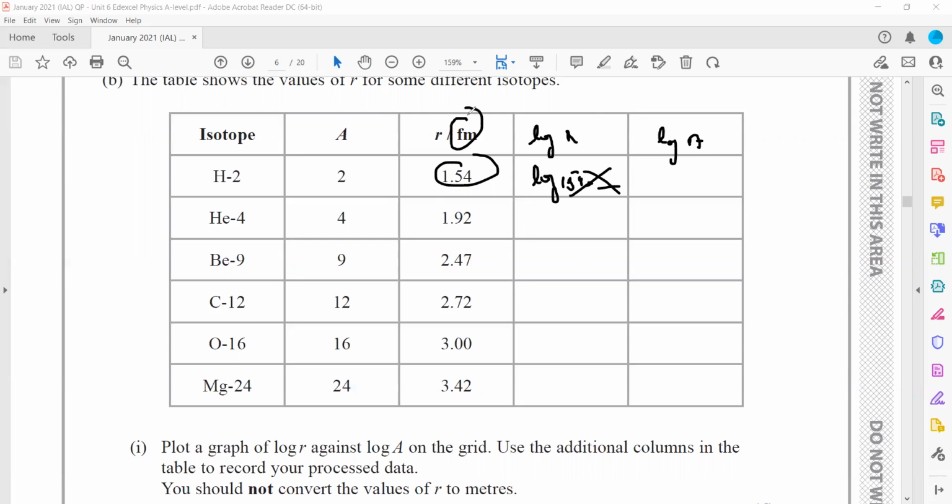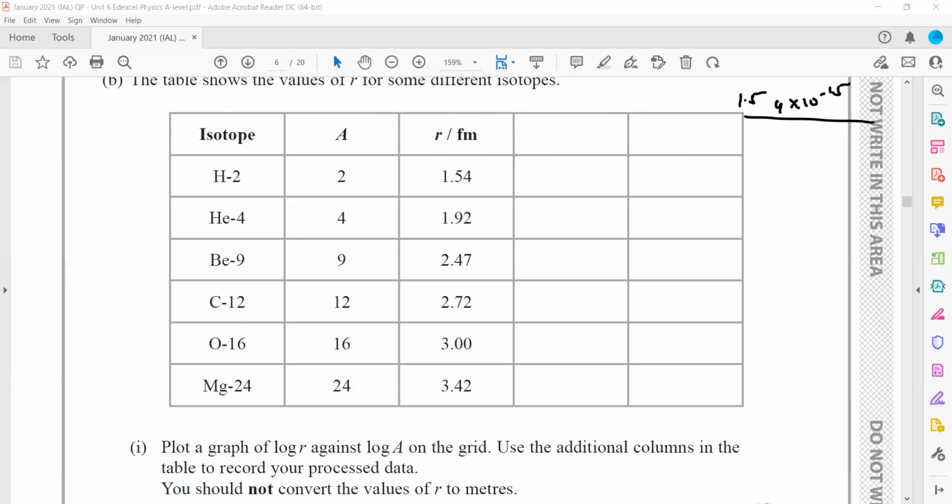Why? Because it is in femtometers. Femto means 10 to the power minus 15, so it is basically 1.54 times 10 to the power minus 15. So you will take the log of 1.54 times 10 to the power minus 15, and you will plot the result. Is it clear how you complete the table? After completing the table, you have to plot a graph, and after plotting the graph, you have to find the value of n.